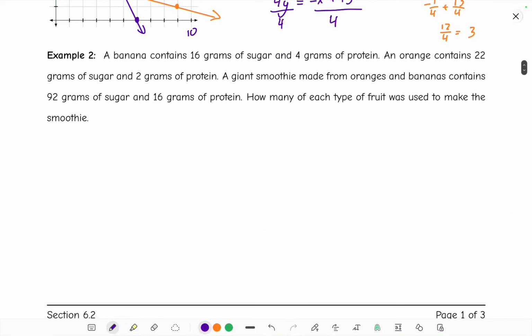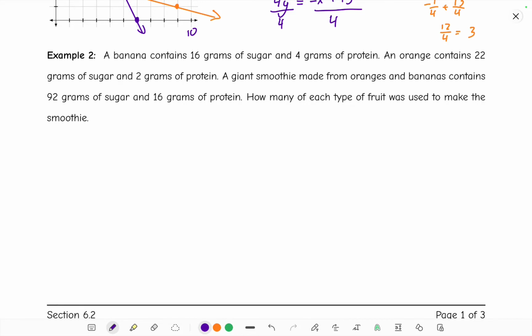Example 2. A banana contains 16 grams of sugar and 4 grams of protein. An orange contains 22 grams of sugar and 2 grams of protein. A giant smoothie made from oranges and bananas contains 92 grams of sugar and 16 grams of protein. How many of each type of fruit was used to make the smoothie?